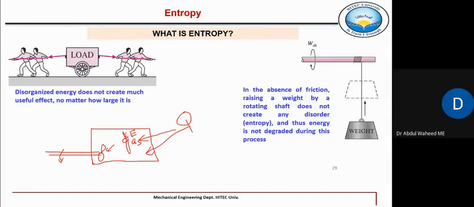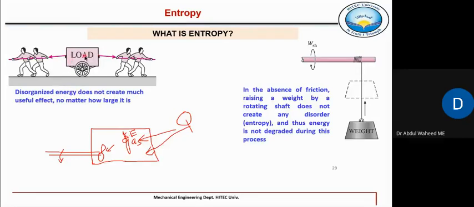Why? Because the energy which the gas molecules have is a highly disordered form of energy. The heat energy which we are supplying to this gas is a disordered form of energy. Maybe the number of molecules trying to rotate it clockwise is equal to the number of molecules trying to rotate it in the anti-clockwise direction. So it is a highly disordered or disorganized form of energy. It means entropy is very high. That's why we cannot get any useful work out of this system. So disorganized energy does not create much useful effect.